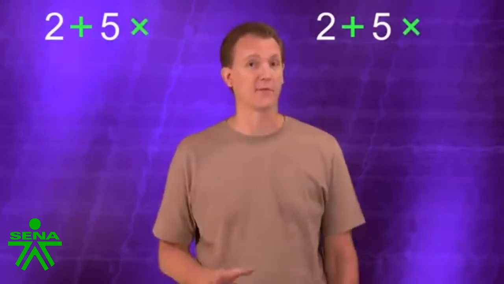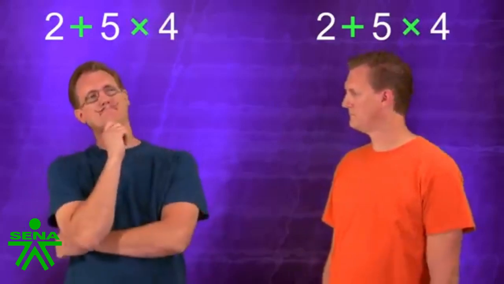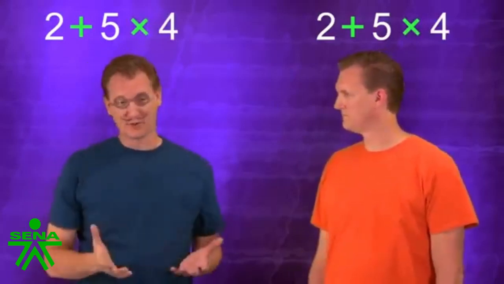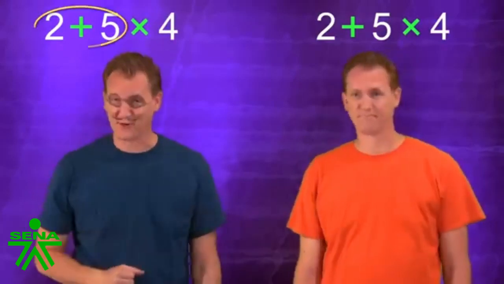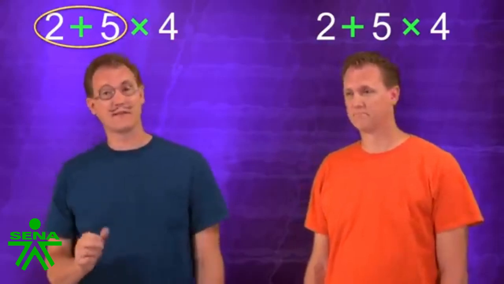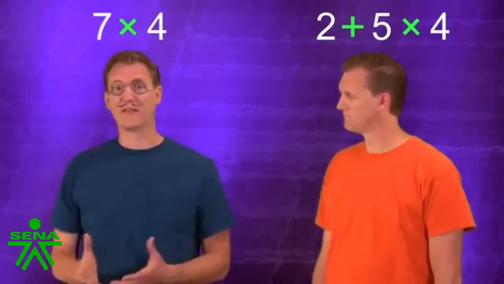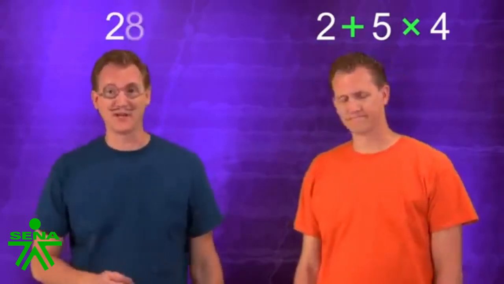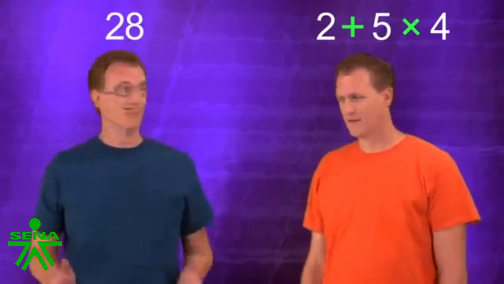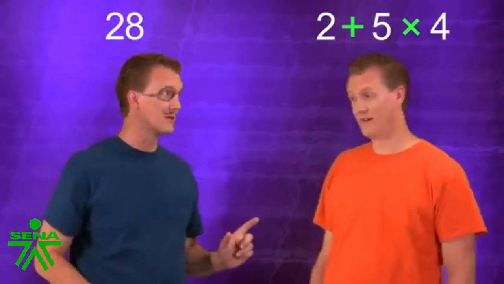And to answer it, we're going to give two totally different people the same math problem to solve. The problem is 2 plus 5 times 4. I like addition better than multiplication, so I'm going to do that first. Let's see, 2 plus 5 gives us 7, and then I just multiply that 7 by the 4, and I get 28.